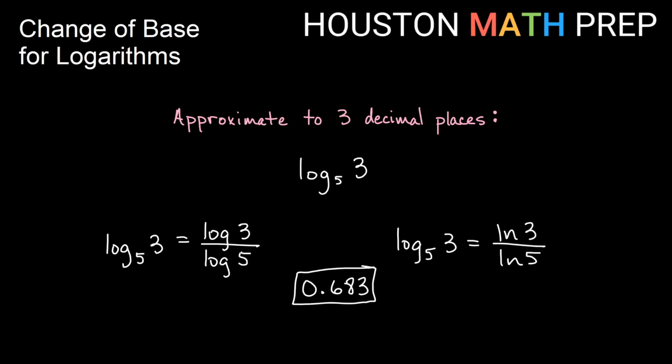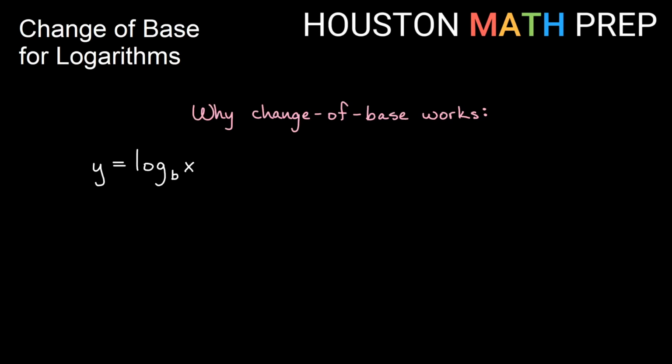For those of you interested, we'll show you really quickly why the change of base formula works for logarithms. So if we start with some logarithm with a base that we don't want, we'll call it y equals log base b of x. One thing we can always do with a logarithm is change it to exponential form. So if we swap to exponential form, start at the base, go across the equal sign and back, that form will look like b to the y equals x.